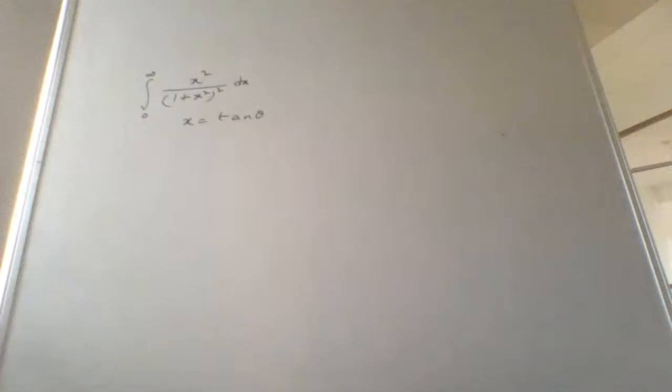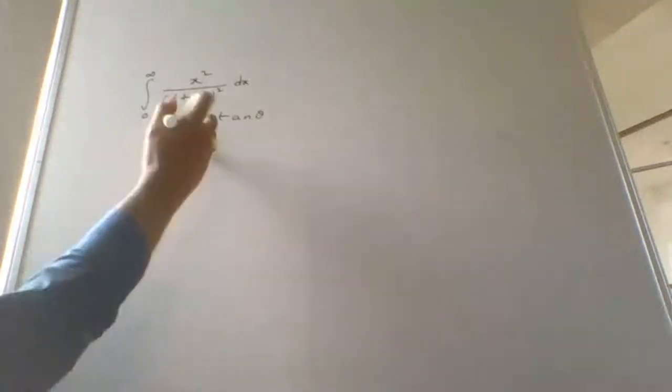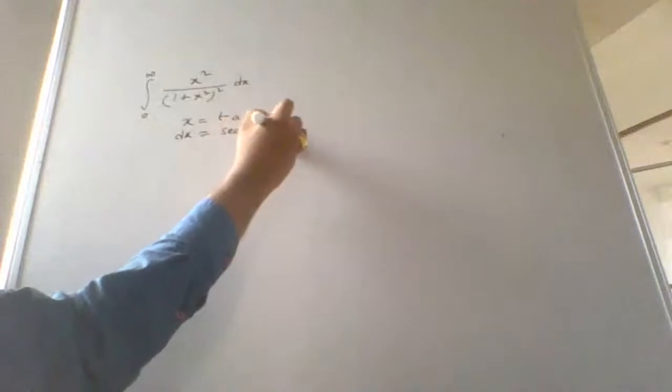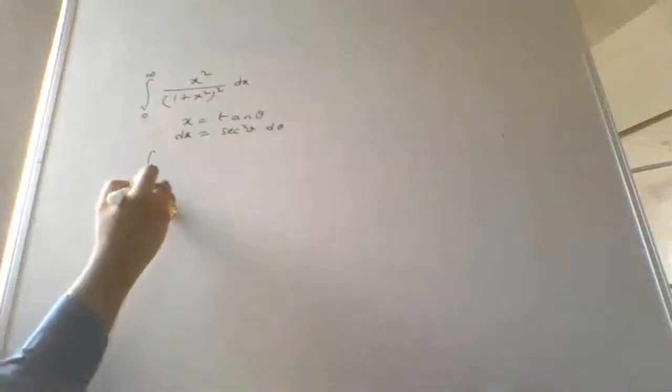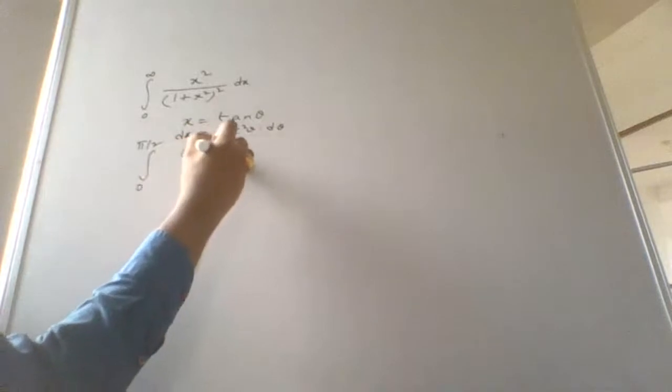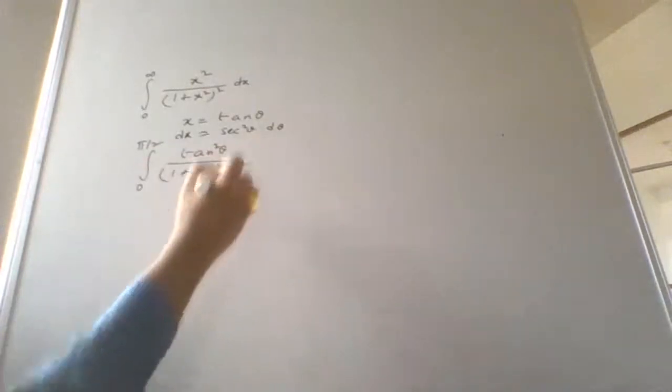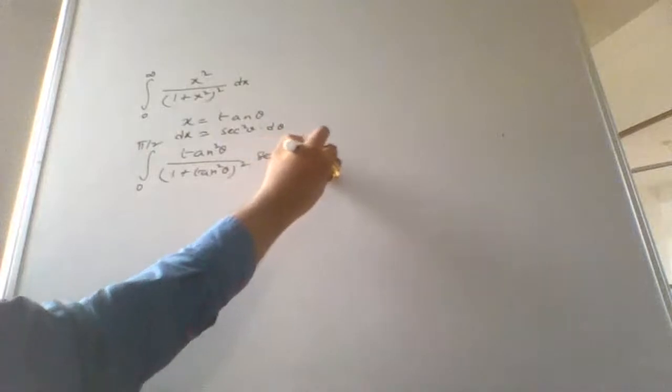Now dx will be, differentiation of tan theta is secant square theta d theta. Let's substitute that, and here it will range from 0 to pi by 2. Now this will be tan square theta divided by 1 plus tan square theta, the whole square, and this is secant square theta into d theta.